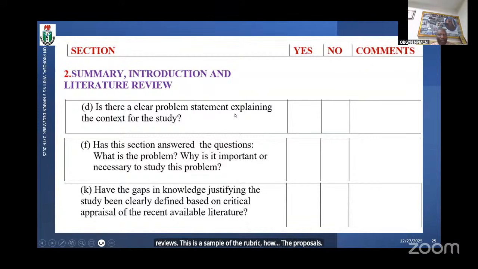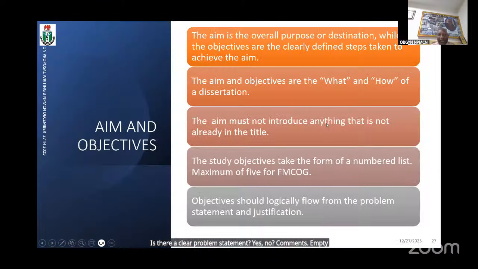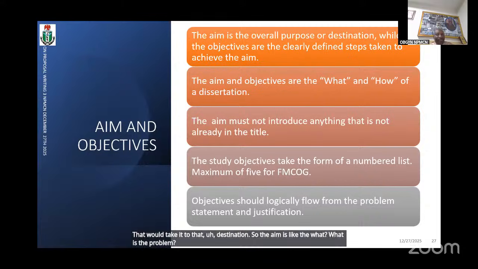This is a sample of the rubric, how the proposals are assessed. Is there a clear problem statement? Yes, no, comments. Same thing for aims and objectives. Now, the aim. The aim is like the destination, while the objectives are the steps that you take that will take you to that destination. So the aim is like the what. What is the problem? And the objectives are how will you solve the problem?